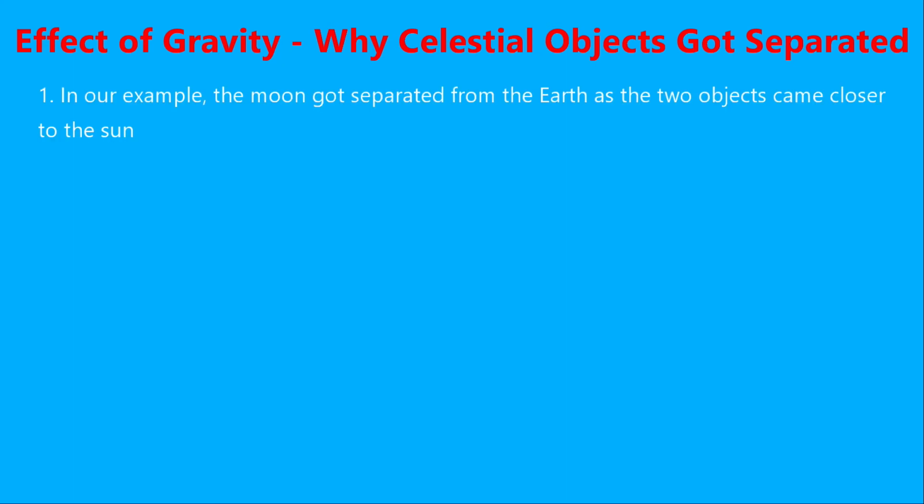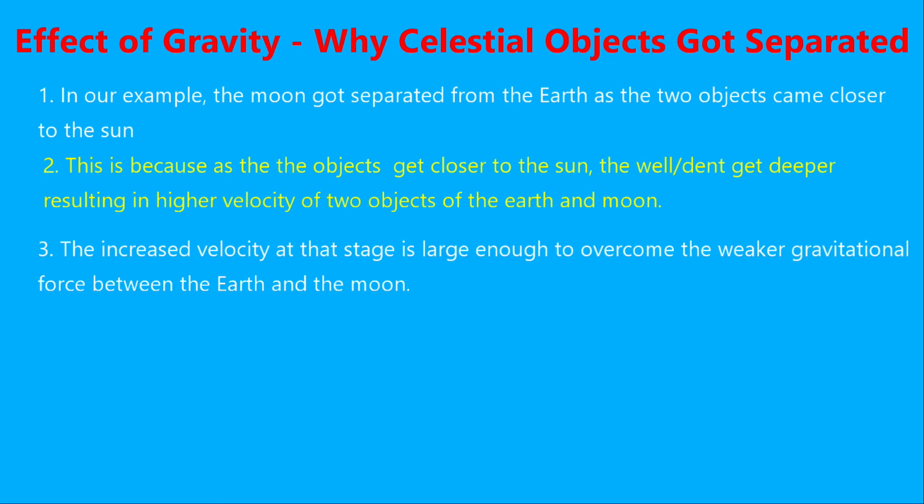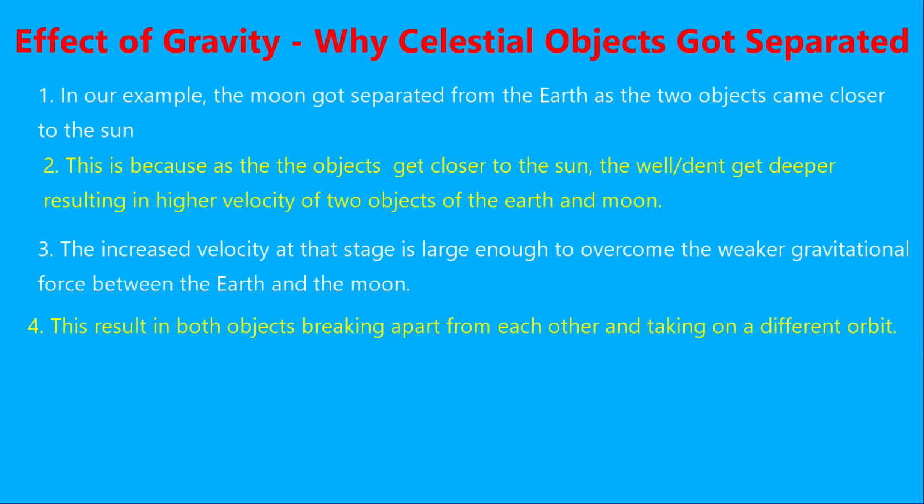In our example, the moon got separated from the Earth as the two objects came closer to the sun. This is because as the objects get closer to the sun, the well or dent gets deeper, resulting in higher velocity of the two objects, the Earth and the moon. The increased velocity at that stage is large enough to overcome the weaker gravitational force between the Earth and the moon. This results in both objects breaking apart from each other and taking on a different orbit.